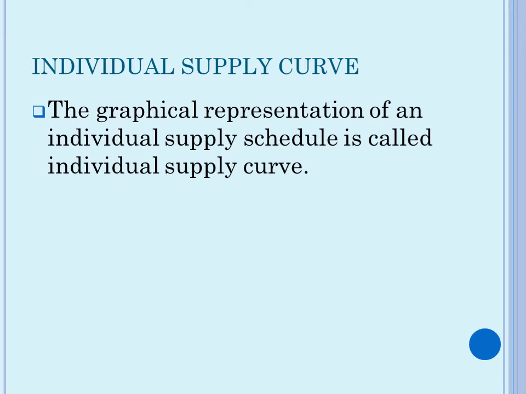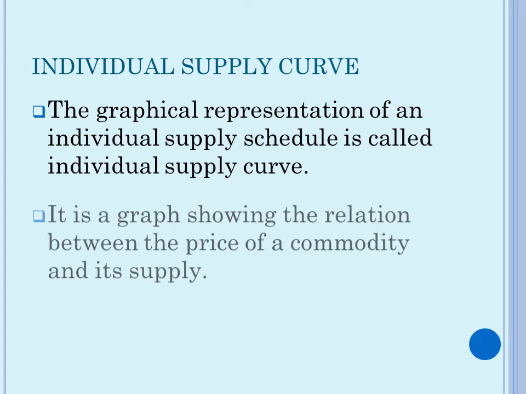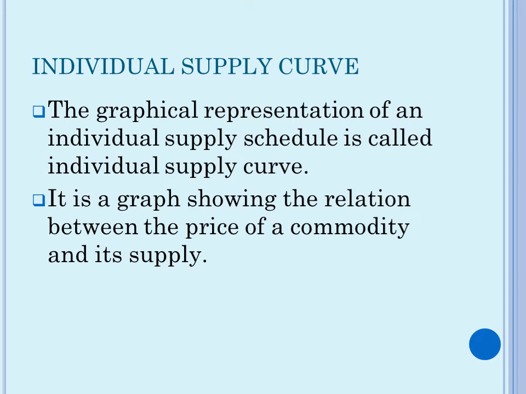The graphical representation of an individual supply schedule is called an individual supply curve. If you are graphically representing an individual supply schedule, then it's called an individual supply curve. It is a graph showing the relation between the price of the commodity and its supply.